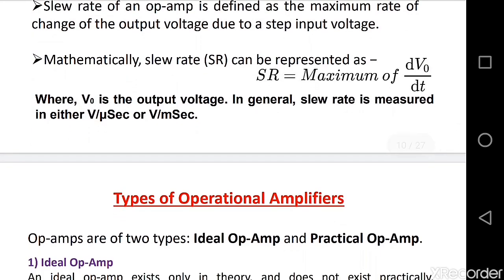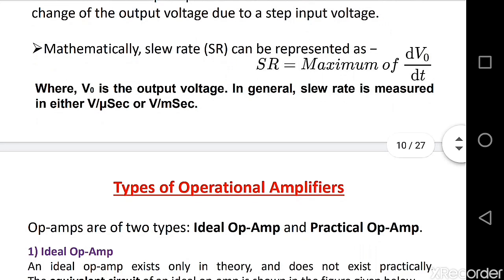Mathematically, slew rate can be represented as the maximum of dVo by dt. Here VO is the output voltage. Slew rate is measured in either volt per microsecond or volt per millisecond.